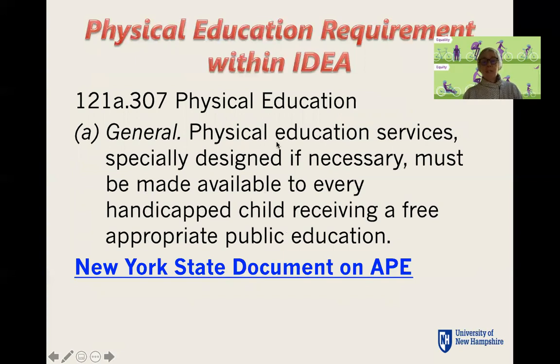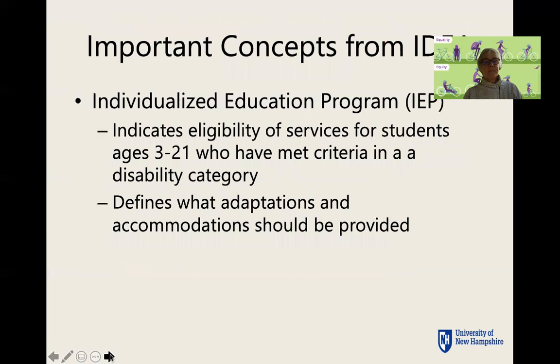Okay, again, general physical education must be made available to every child receiving a free and appropriate education. So the law demands and defines it as such. Important concepts from IDEA. Every student should have an individual education plan. I'm not sure what happens in Turkey, but I know in some countries, the student has a specially designed program of instruction, and hopefully that includes physical education. So IDEA also ensures that students have an IEP, a special plan. Okay. And who qualifies for that, we'll look at that. And it also defines what adaptations and accommodations should be made.